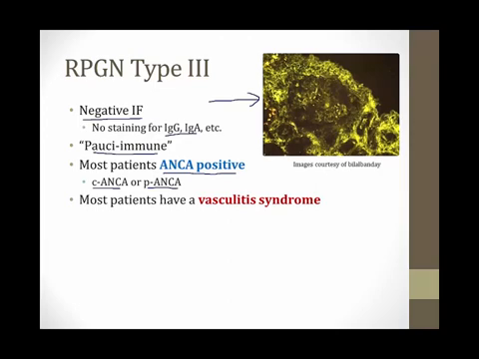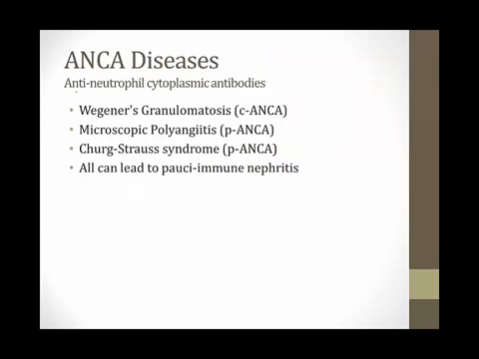They are commonly seen in many vasculitis syndromes, and in fact, most patients who have RPGN type 3 also have some other vasculitis syndrome. ANCA stands for anti-neutrophil cytoplasmic antibodies, and there are a number of vasculitis syndromes that involve these antibodies. I discussed them all in the video on vasculitis. These include Wegener's granulomatosis, which has C-ANCA antibodies, microscopic polyangiitis, which has P-ANCA antibodies, and Churg-Strauss syndrome, which has P-ANCA antibodies. All of these vasculitis syndromes can lead to RPGN, and when they do, they lead to a pauci-immune finding on immunofluorescent staining.